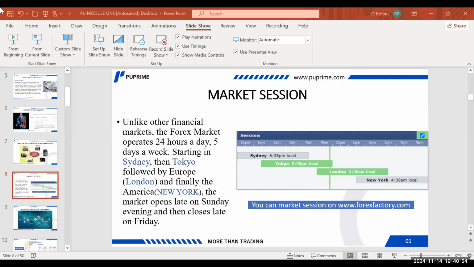And one of such periods is when you have an overlap between the Tokyo session and the London session. You can see as I'm drawing on the screen now, that is between 8 a.m. and 10 a.m. It's one of the best times to trade Forex because 2 markets are running at the same time. So what's the implication of 2 markets running at the same time? The implication is that there is sufficient volatility to drive the market at that period.